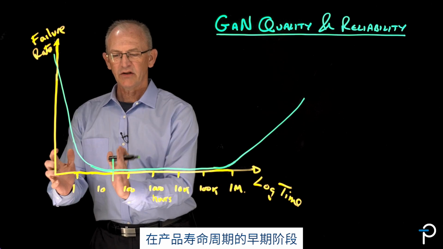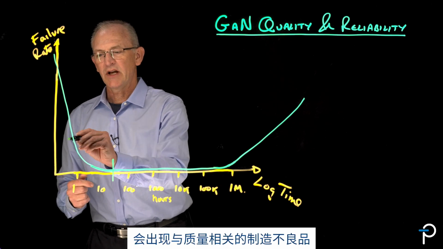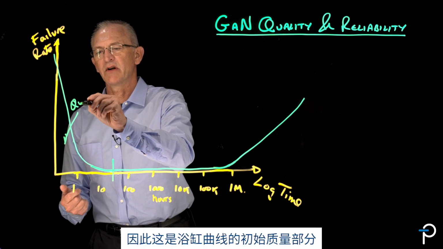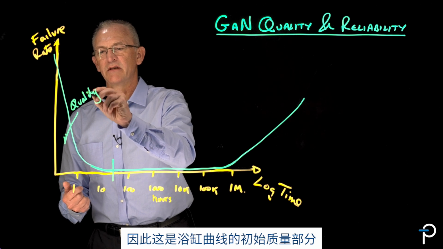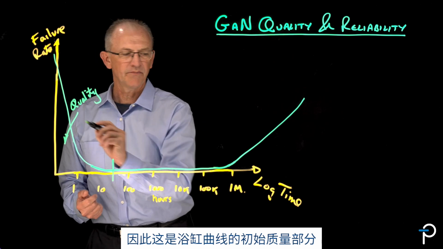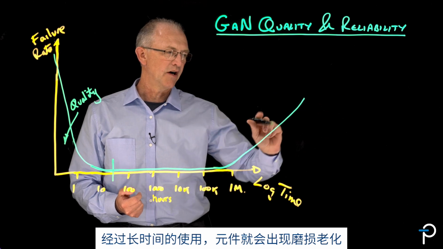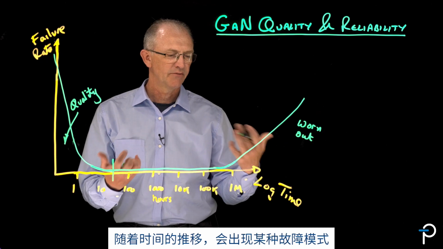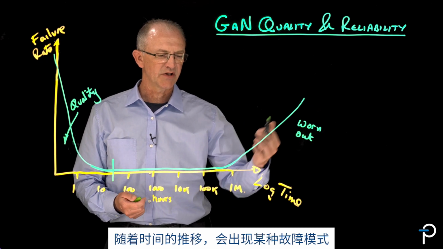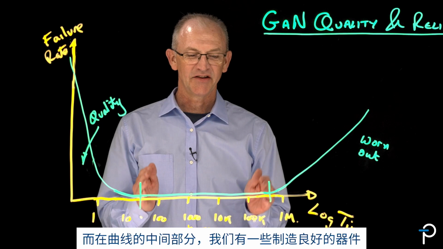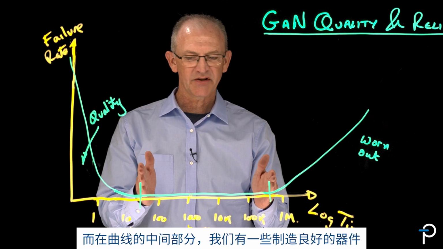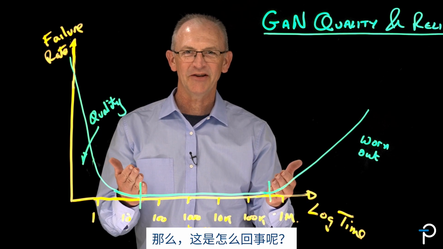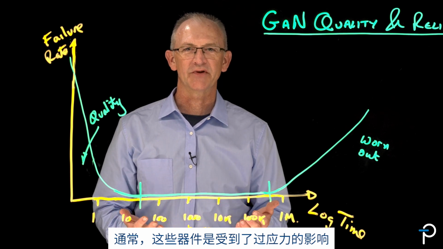In the early phase of a product's life, you get quality-related mismanufactured products. So this is our initial quality part of the bathtub curve. In the far distant time, you have parts that are worn out. Some kind of failure mode has been exercised over time, and these parts have worn out. And in the center section, we have devices that were well manufactured. They haven't worn out yet, but they're dead anyway. Well, what happened here? Typically, these parts have been overstressed.